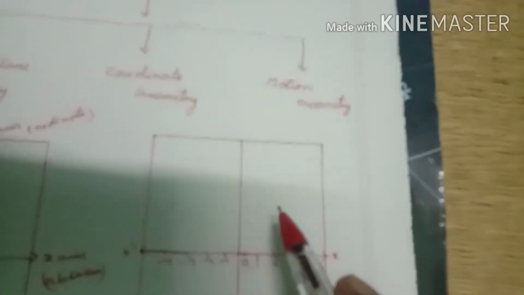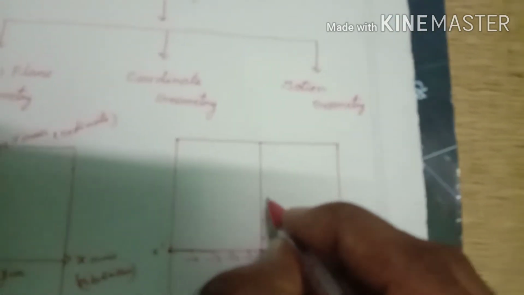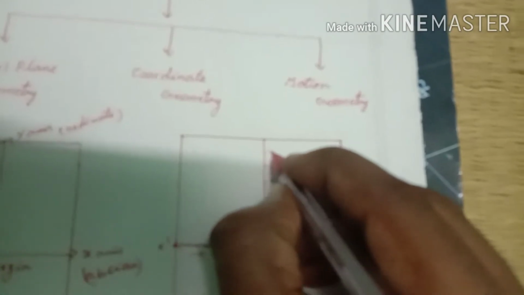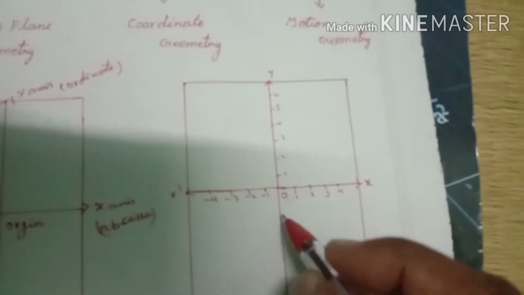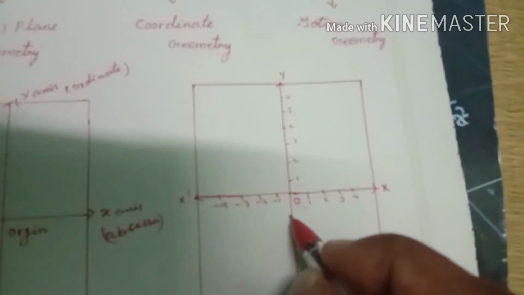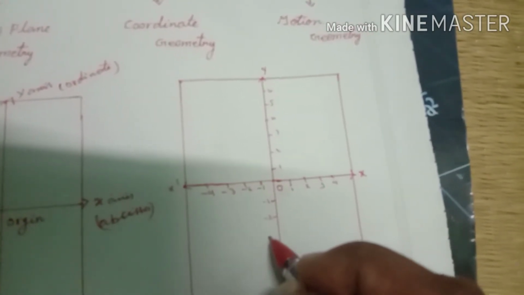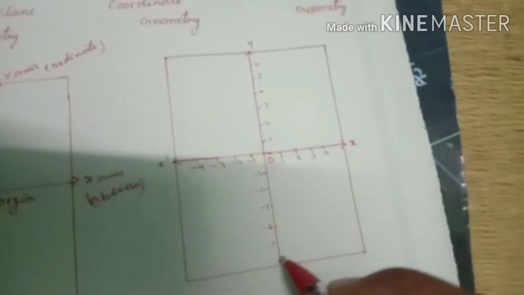Similarly, the vertical line is the y-axis. From the origin going above, we take the positive values 1, 2, 3, 4, 5, 6 up to y. Similarly, below the origin on the y-axis, we take -1, -2, -3, -4, -5 up to y dash. The diagram is clear.